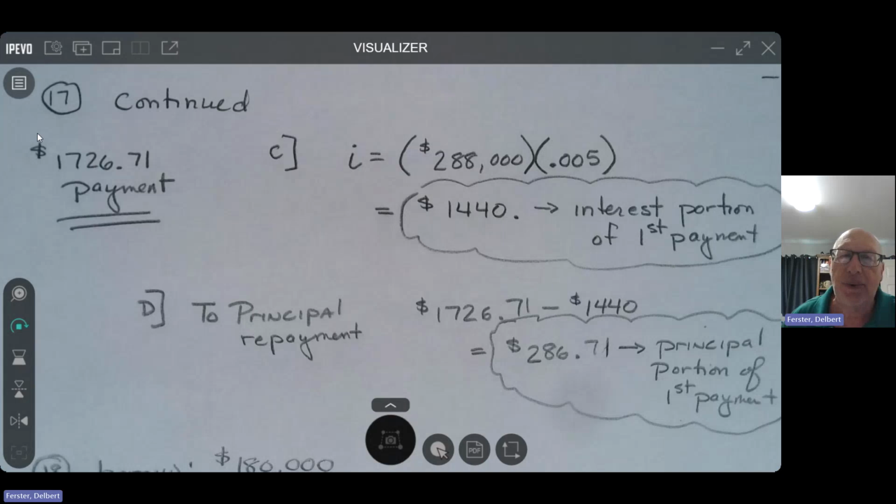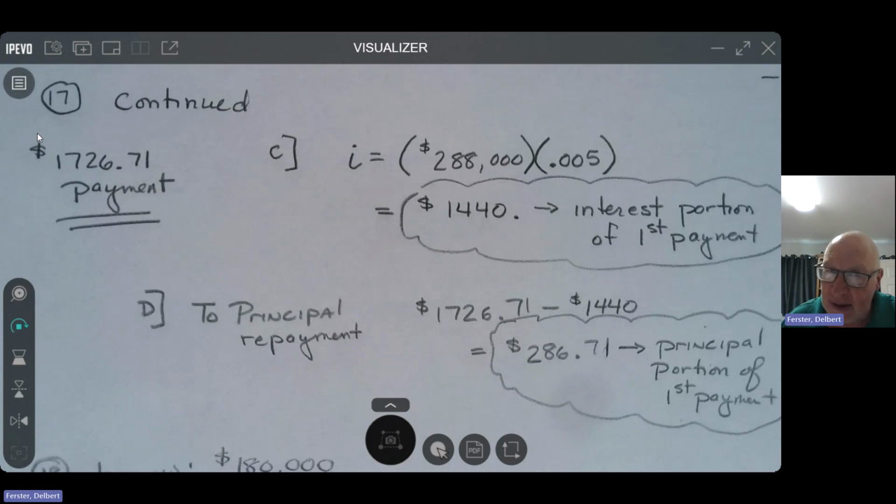We're going to find out how much interest we owe for 1 month. Now remember, our initial amount borrowed was $288,000. So for 1 month, we'll multiply that number times 0.005. We will find that $1,440 of that first payment, I reminded us over there in the left corner, we calculated payment amounts at $1,726.71. So $1,440 of that goes to pay interest.